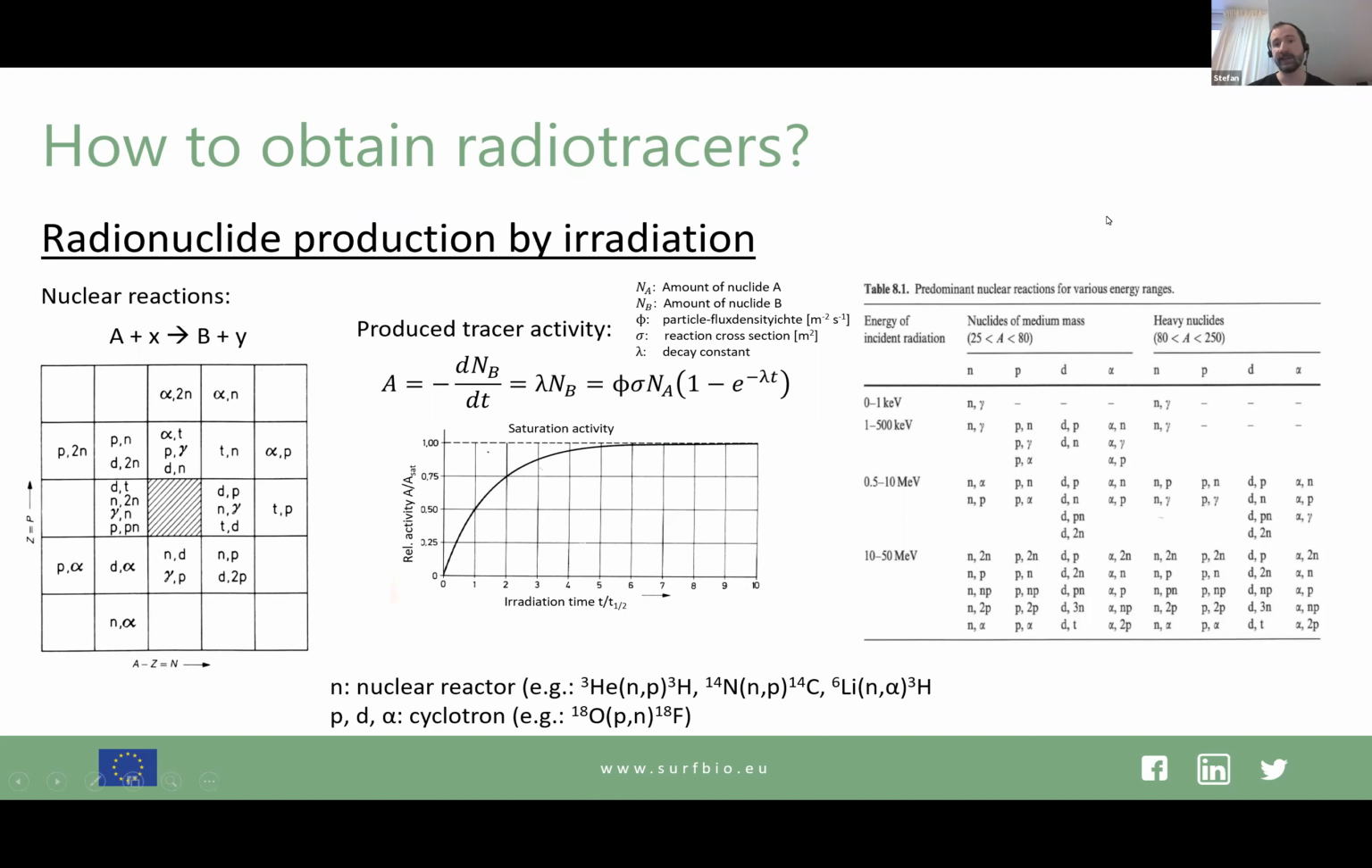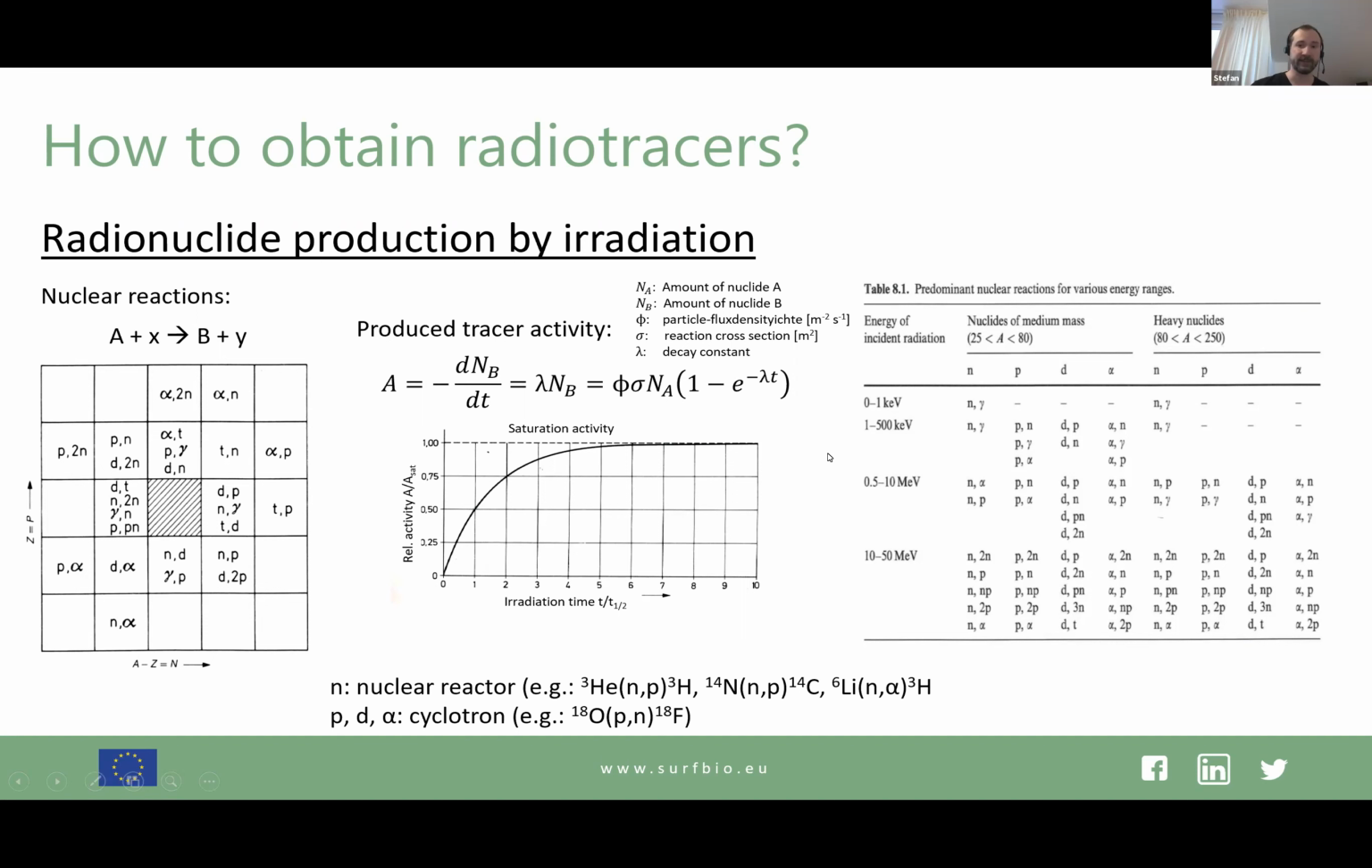Here in this table, it's just for your information. We don't have to go through that in detail, but what you see is what kind of reaction you can trigger with what kind of energy projectiles. And that then, of course, depends on how you run either your nuclear reactor or your cyclotron, which kind of energies you can reach, and then what kind of nuclear reactions you have basically at your disposal to produce radio tracers.